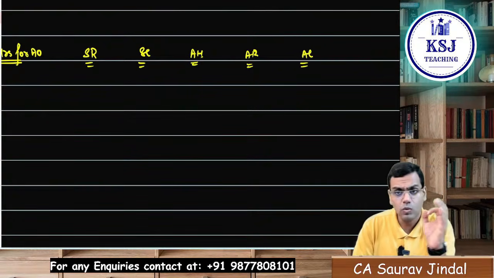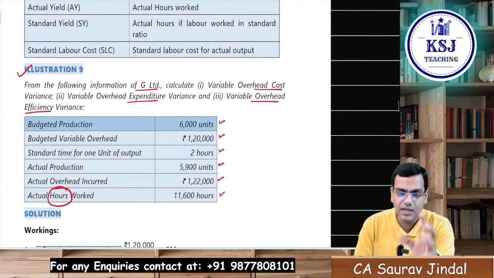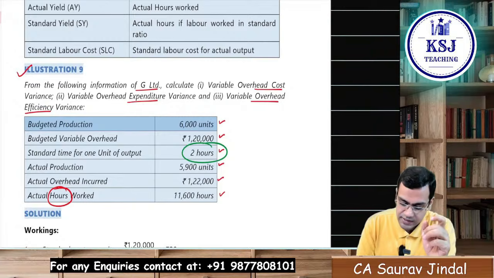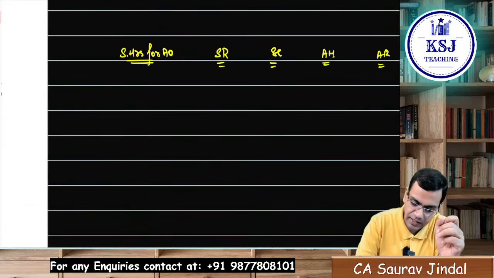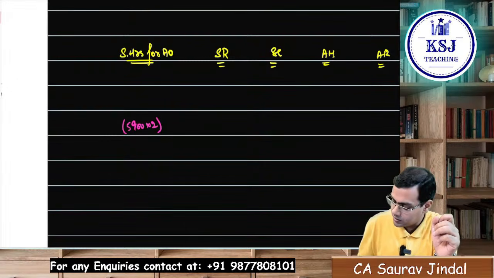See, whatever the information is given, let's try to understand that. He says in the making of 1 unit, 2 hours are the standard time, and what is the actual output? 5,900 units. So for 5,900 units, what will be there, sir? 5,900 multiplied by 2. That will give you what?